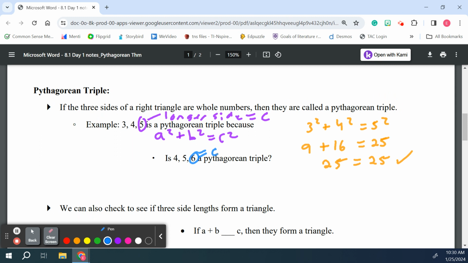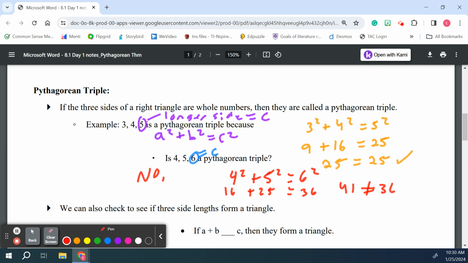All right, yes or no? Is it or is it not? No, it's not. I think what happened was, it's 4 squared plus 5 squared equals 6 squared, okay? So you end up getting 16 plus 25 equals 36. 16 plus 25 gives you 41, which is not equal to 36. So this is not a triple.